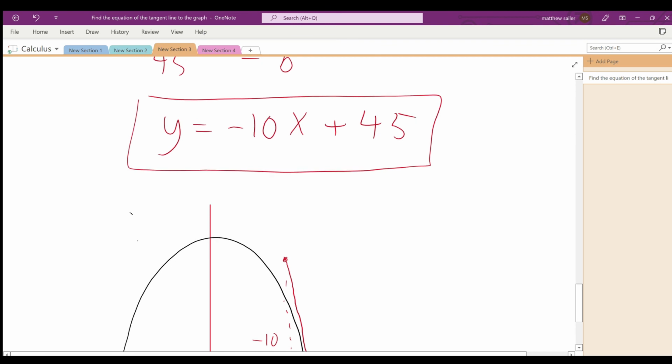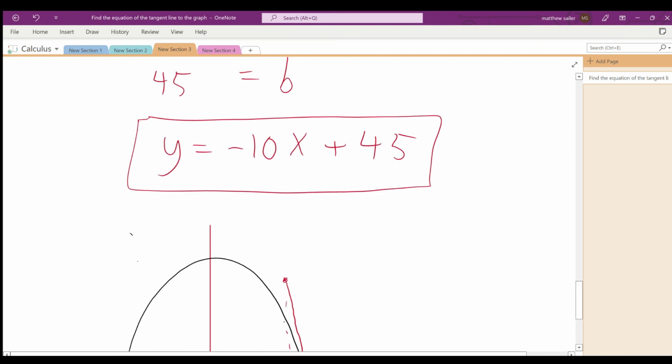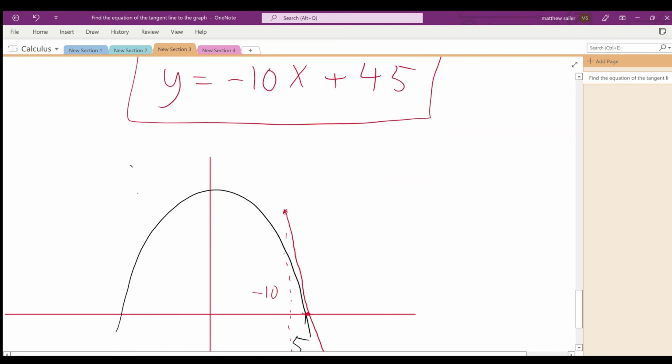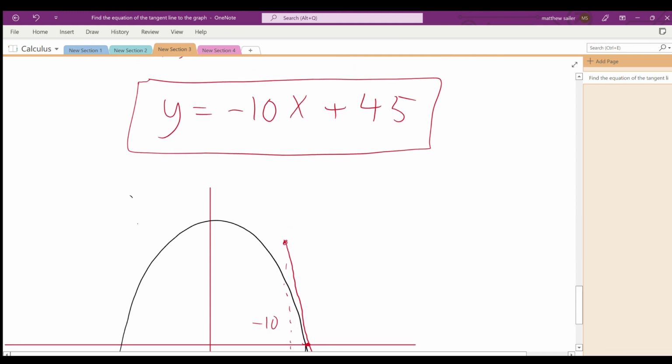So this makes sense. This final equation for the tangent line of this function at x equals 5 would be something like this. Y equals negative 10x plus 45. And if we carry this up really far, we see it would intersect the y-axis very high, making this plus 45 value seem reasonable as well.